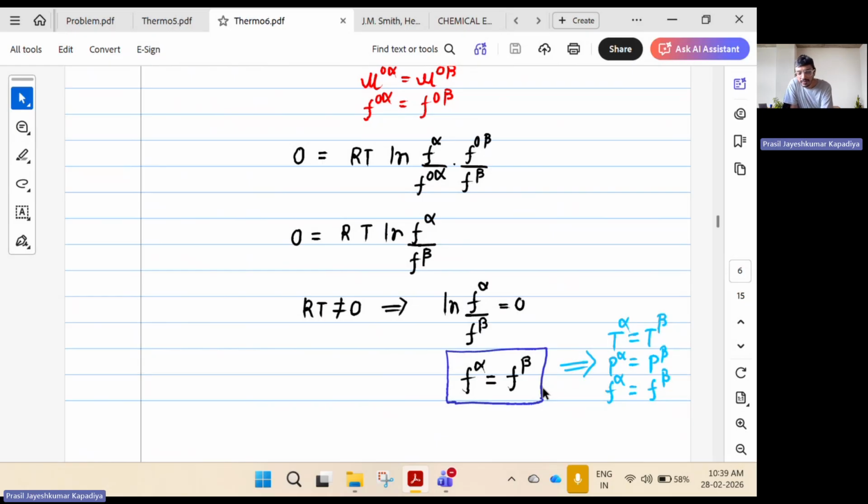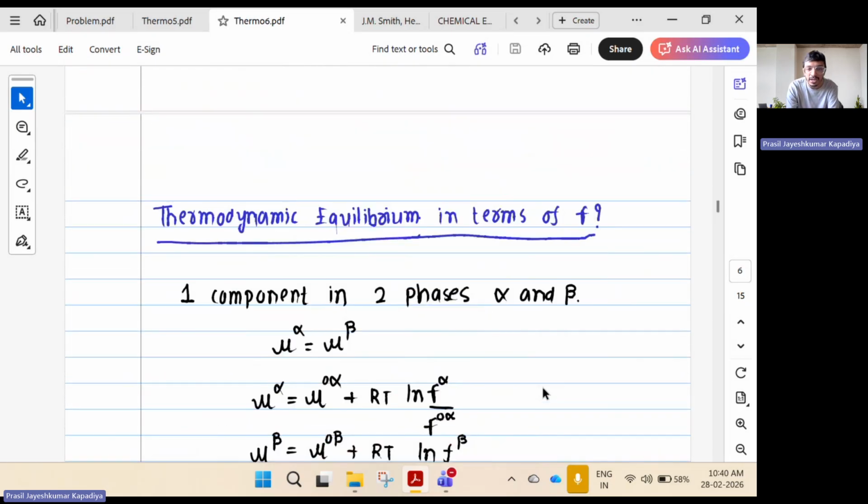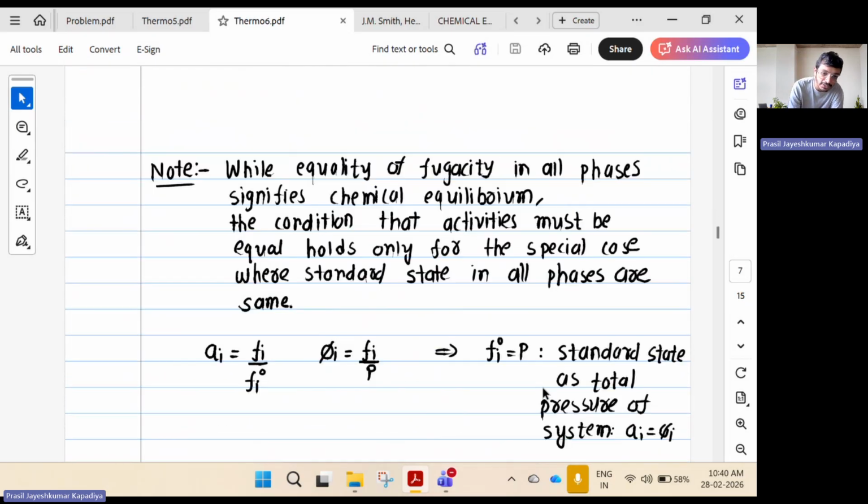Okay. So that is the derivation of thermodynamic equilibrium in terms of fugacity. So we say that temperature in each phase should be equal, pressures in each phase should be equal, and fugacities of each component in each phase must be equal. So this is the modified thermodynamic equilibrium condition in terms of fugacity.